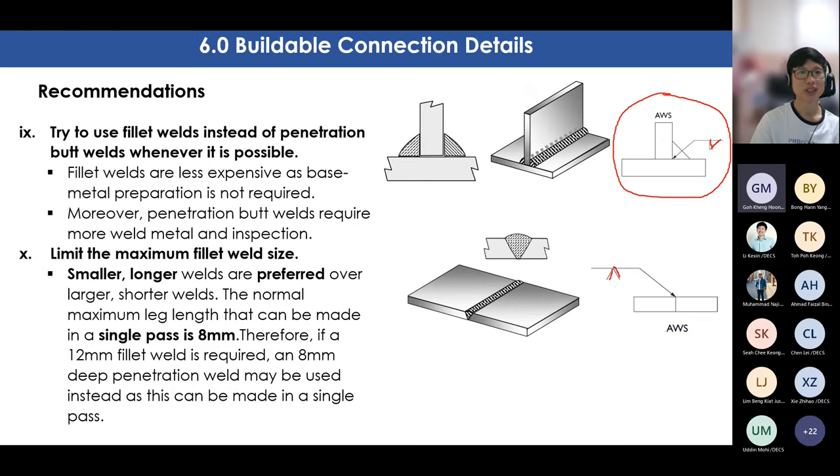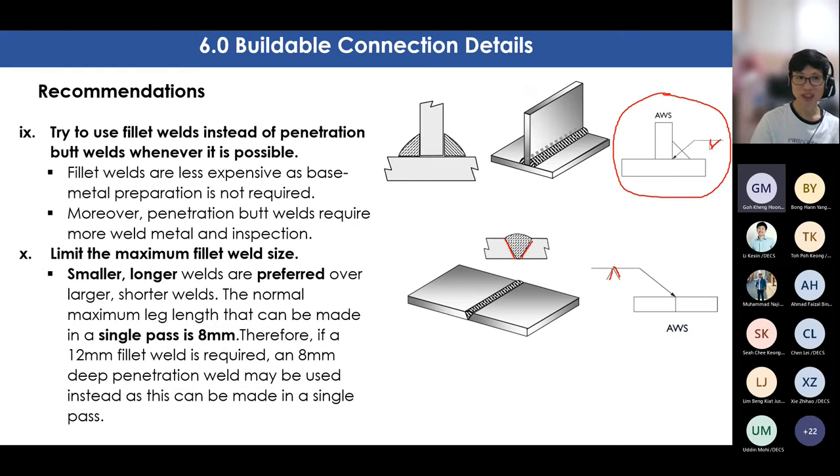So fillet welds are less expensive, and also less time consuming in terms of preparation. The penetration weld needs preparation: you have to prepare the chamfer and then weld it.